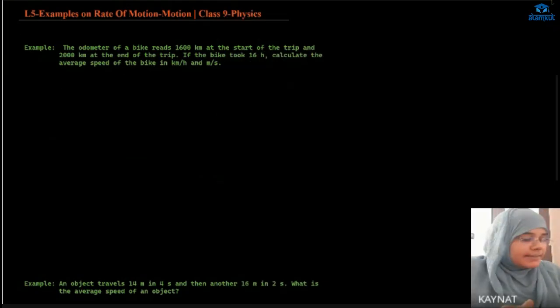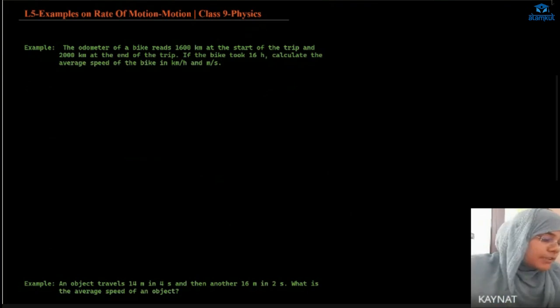This is Kainat and this is lecture 5 of the chapter Motion of class 9, and today we will discuss some examples related to rate of motion, related to average speed and average velocity. As already discussed, the formula for average speed and average velocity. So today we will do some questions.